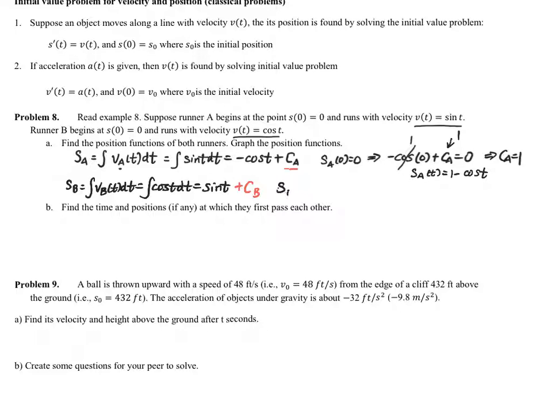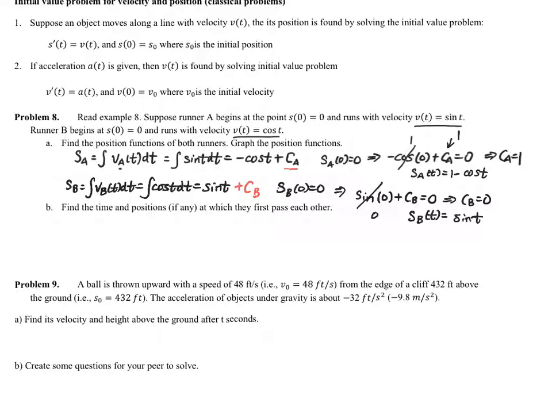And then we do know that the initial condition is s of 0 equals 0, which means sine of 0 plus c sub b is equal to 0. And sine of 0 is 0, which means c sub b is just equal to 0. So therefore we do know s sub b, the position for runner B, is going to be sine t.